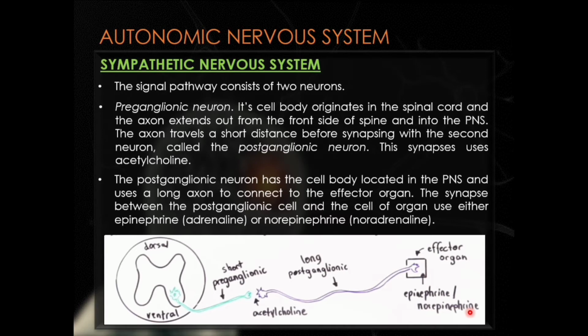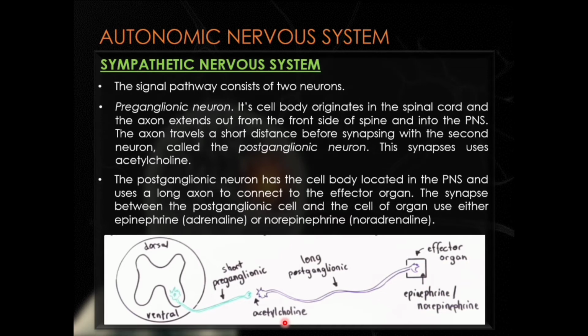The electrical signal that is carried from the spinal cord to our adrenal medulla is carried by only a single neuron, by one preganglionic neuron. So, the preganglionic neuron basically carries that electrical signal all the way to our adrenal medulla without using the postganglionic neuron. And our neurotransmitter in that case is still acetylcholine.